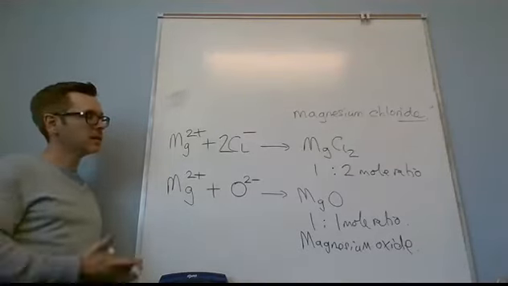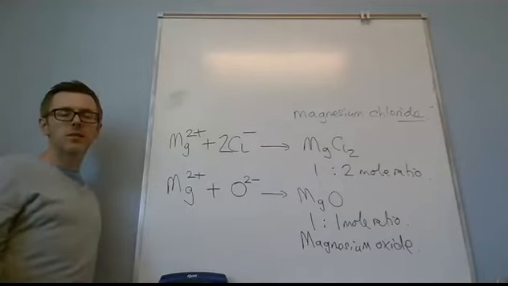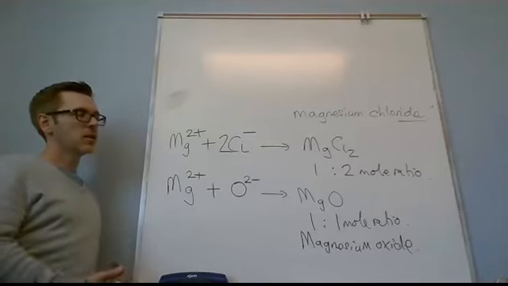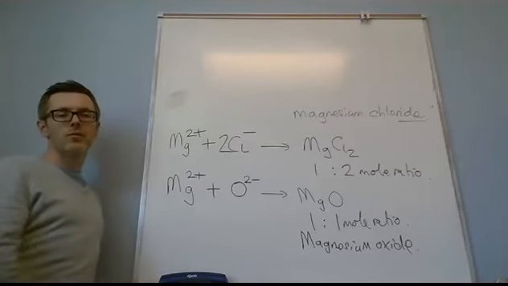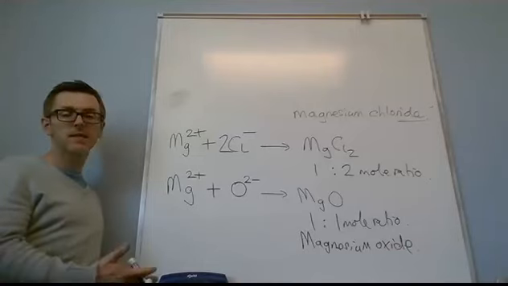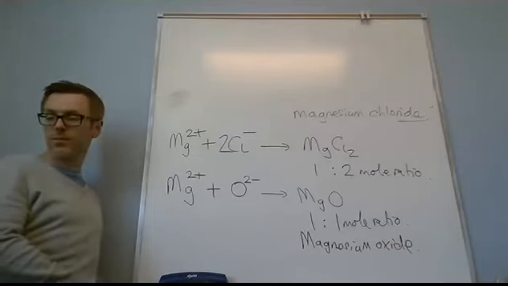So we are indeed using the location of the elements in the periodic table to predict the mole ratio that they'll form when they form ionic compounds. This is something you'll have to do on your Gibbs exam.